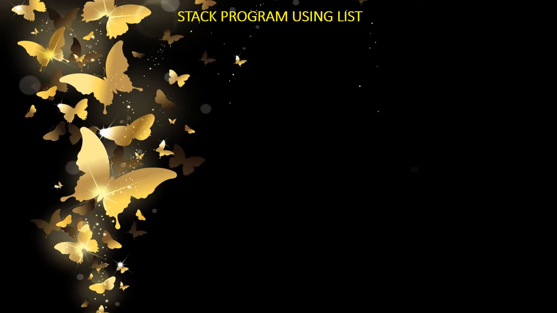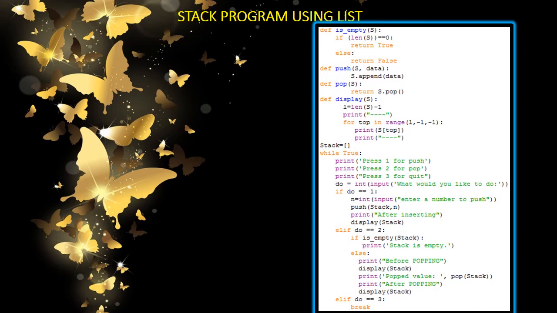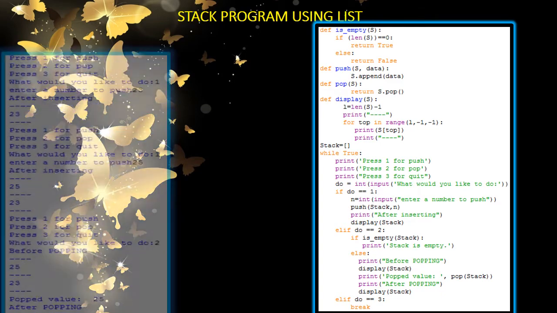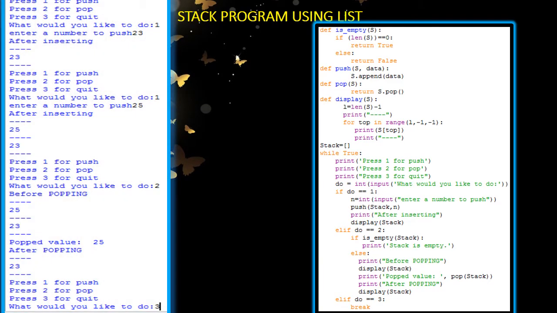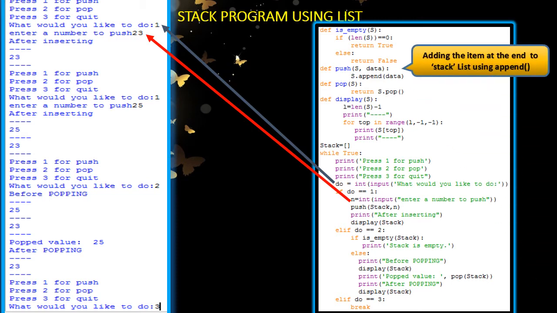A program using a list is shown here using user defined functions. In the main program, the stack starts as an empty list, and while true means it will continue. It prints: press 1 for push, 2 for pop and 3 for quit. First it asks which operation we want to do. Here we give 1, which means the push operation, so we give the element 23. After 23 is given, it calls the user defined function push. Using the append function we add the element into the stack. After inserting, it will be displayed.